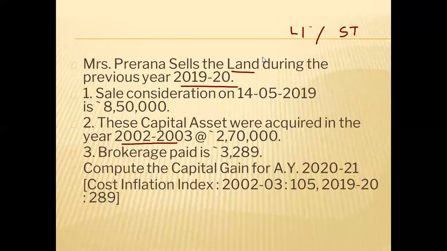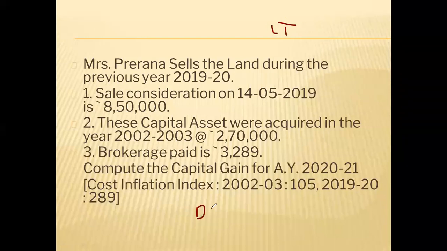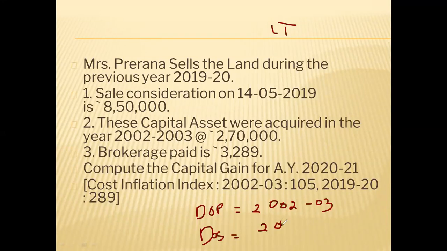This will be a long-term capital gain, very correct answer. Why is it a long-term? Because date of purchase is 2002-3, and date of sale is 2019-20. And so period of holding will be how much? 17 years, approximately.